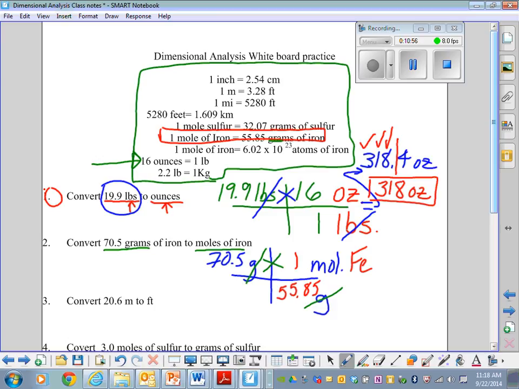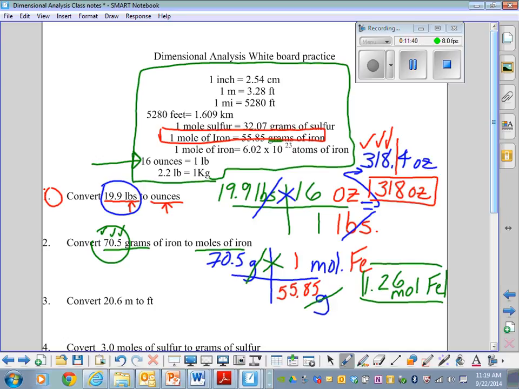I hope everybody's calculating this. Okay, I got 1.26. Ali, shouldn't be talking. And what's my unit here? Moles of iron. Okay? And did we look at sig figs correctly? Yes. Well, when I look at the given amount, I see that here I have 3 sig figs. So my answer must have 3 sig figs, which it does.